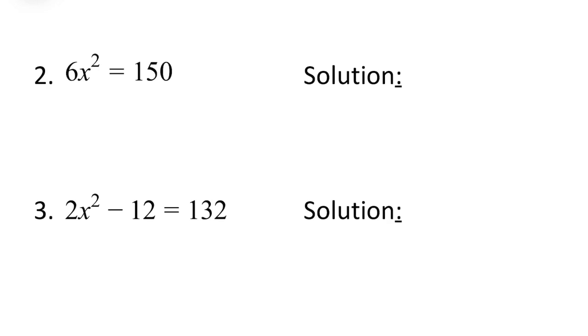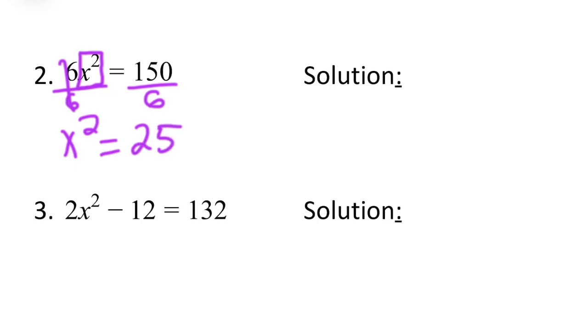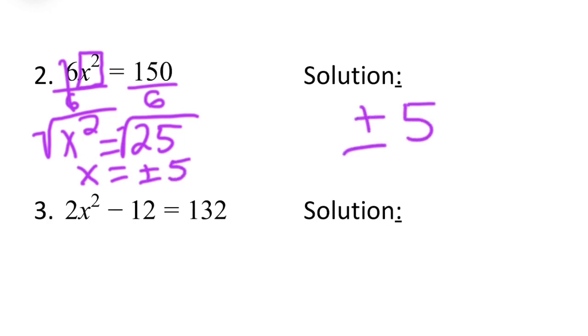Number 2, the term or terms that are squared is the x squared. So what we're going to do is divide by 6, x squared equals 25. Now the variable that is squared is by itself, so we can square root it to get rid of the square. And we get x equals plus or minus 5. Remember, when you are taking out a number underneath a radical, you always put plus and minus in front of it.